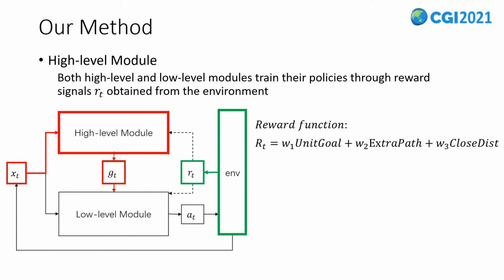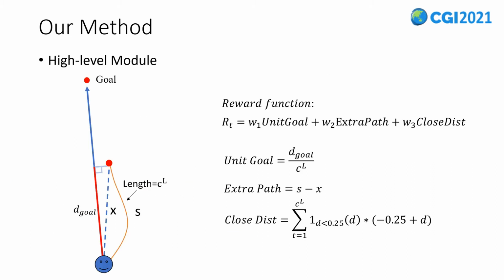In our model, we consider three factors in the high-level module. The first factor is unit goal, which represents the relative distance the agent moves per unit time. The second factor is extra path, which is the difference between the distance traveled and the displacement. The third factor is close dist, which is used to punish being too close to an obstacle.